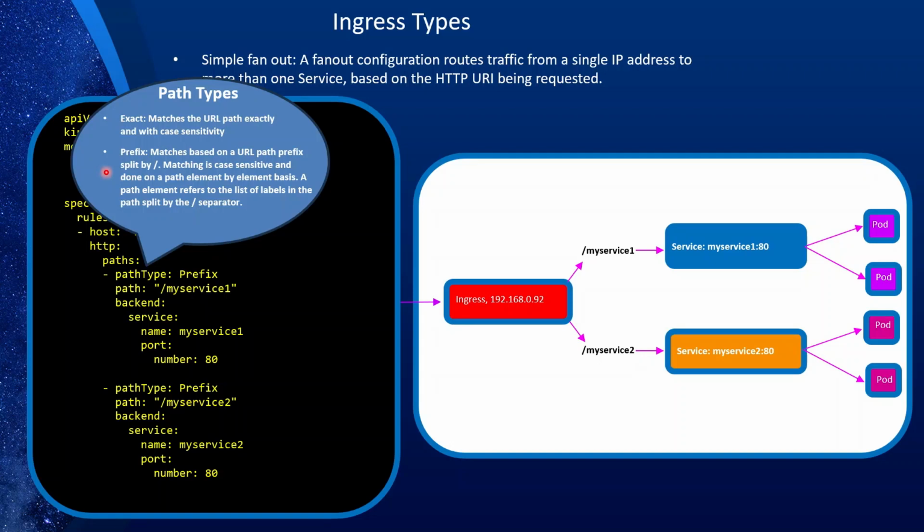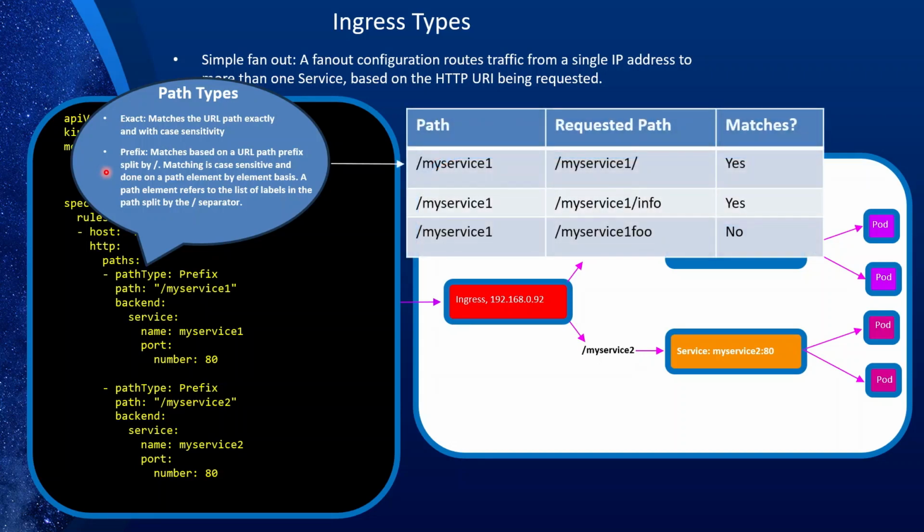Let's take a look at it to make it more concrete. For example, let's say the path, like we specify here, is /myservice1. If the user specifies /myservice1 and an extra /, does it match? Yes, because when it's split into two different elements, one is /myservice1 and the other one is nothing, because there's nothing in there. So that part is ignored, and that's valid.